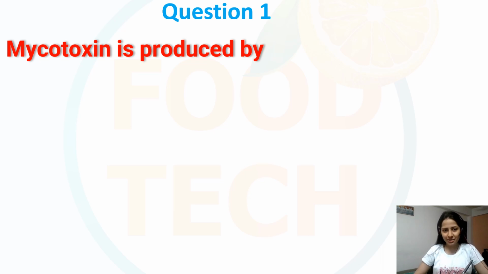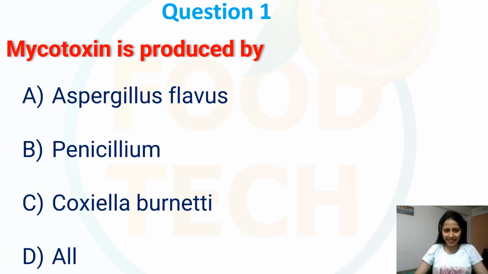So our first question is, mycotoxin is produced by? My options are Aspergillus flavus, Penicillium, Coxiella burnetii, and option D is all. So my correct option will be option A, that is Aspergillus flavus. Aspergillus flavus is known for producing mycotoxins, particularly the aflatoxins. Next, Penicillium species can produce mycotoxins such as ochratoxin A and patulin.